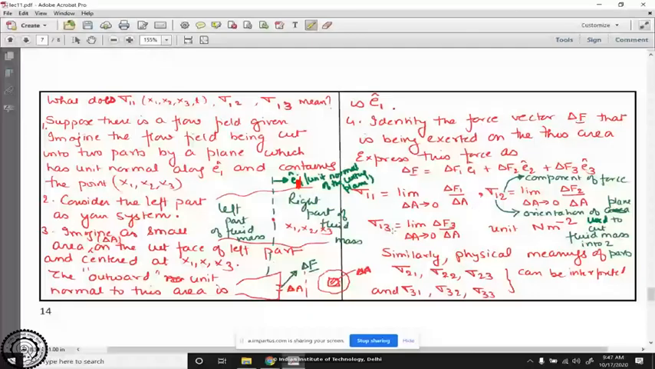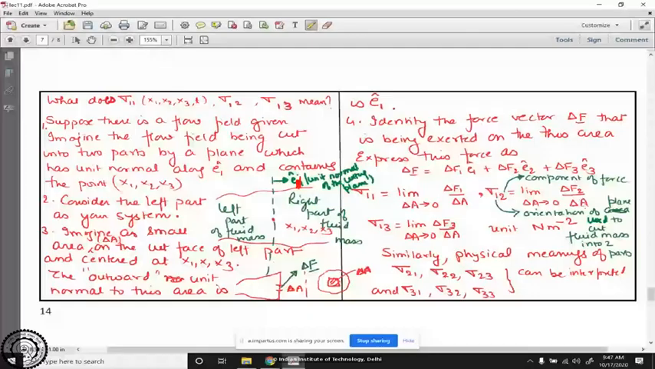Then sigma 11 is defined as I have written here. You take this delta F1 force component and divide by delta A, the area having unit normal E1, and take the limiting value. That is the definition of sigma 11. And sigma 12 is defined like this, what I have shown. The area remains the same. You are still talking about the same area which I have identified with unit normal along 1.